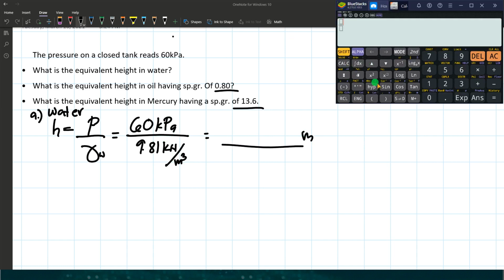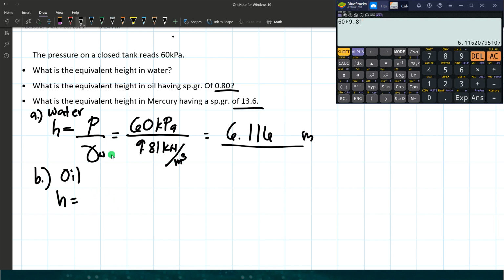So let's compute that. We have 60 divided by 9.81. That's 6.116 meters. For letter B, the equivalent height of oil, or the pressure head for oil.